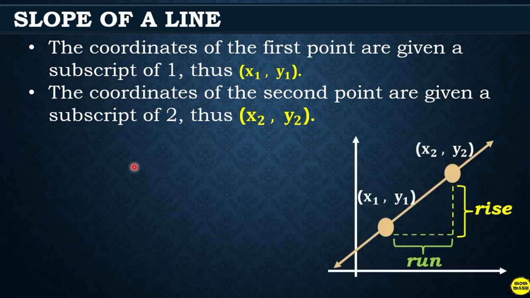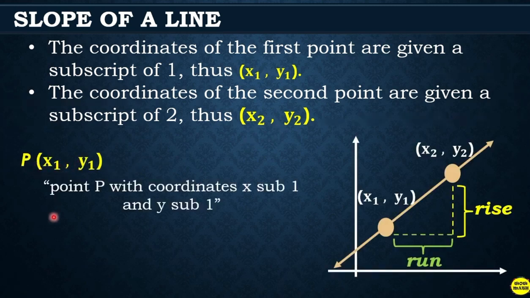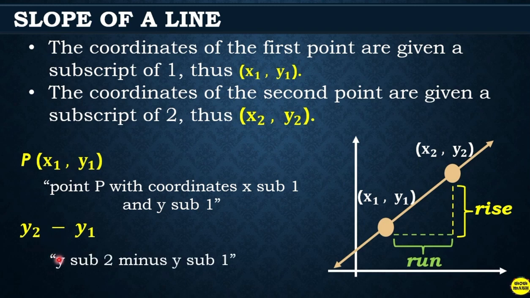Now, how do we read points? So, given this example, paano ba natin ito babasahin? So, we can read this as point P with coordinates x sub 1 and y sub 1. So, yung point P natin, ang coordinates niya raw ay x sub 1, y sub 1. How about this one? So, paano to binabasa? So, y sub 2 minus y sub 1. Sub means subscript. Okay? So, again, this is the illustration of your slope. This is your rise, this is your run. Or pwede rin po ito, rise over run.